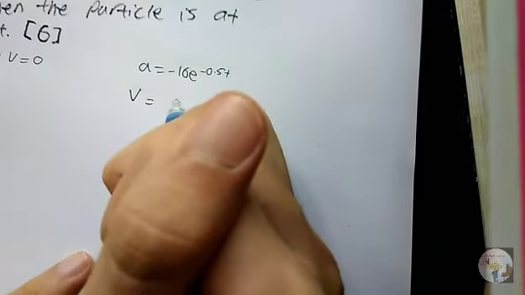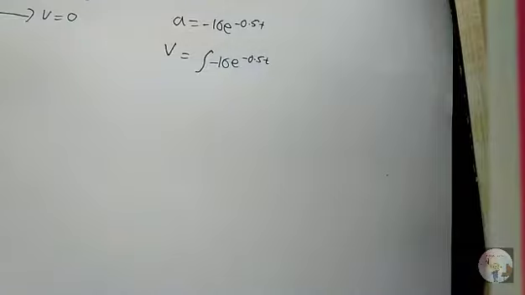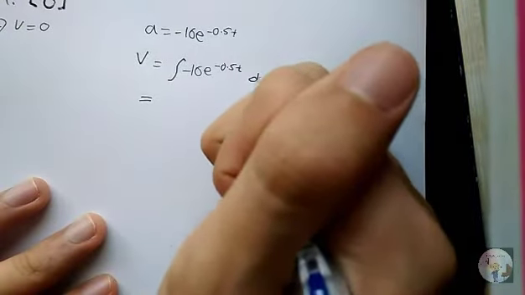In case you have forgotten, in order to find velocity when acceleration is given, you have to integrate. So let's copy the part first. a equals negative 16e to the power 0.5t, and so v will be its integral of negative 16e to the power of negative 0.5t dt. Now what do you do next? Just remember how to integrate exponential functions.